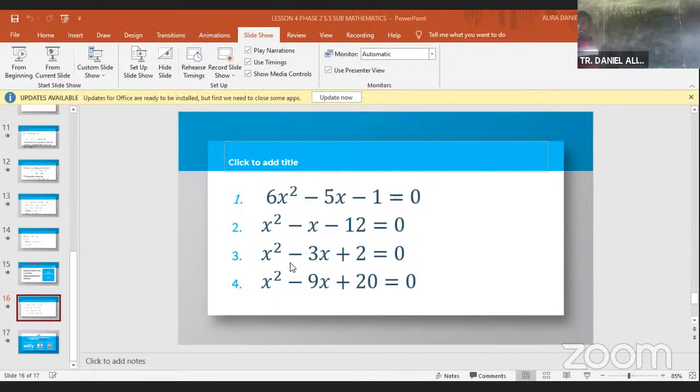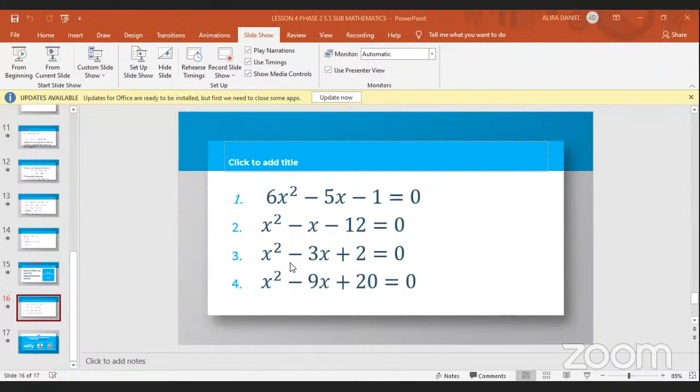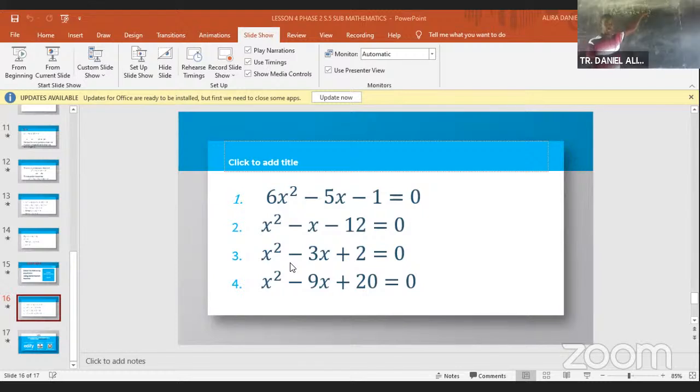Using the same approach, we get the coefficient of x squared, which is 1, and the constant is 2. So we look for two numbers that when you multiply, you get 2, and when you add them up, you get negative 3. What are those two numbers? When you multiply, you get 2, but when you add them, you get negative 3.